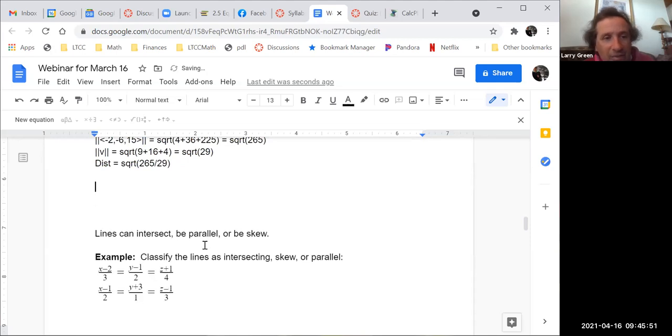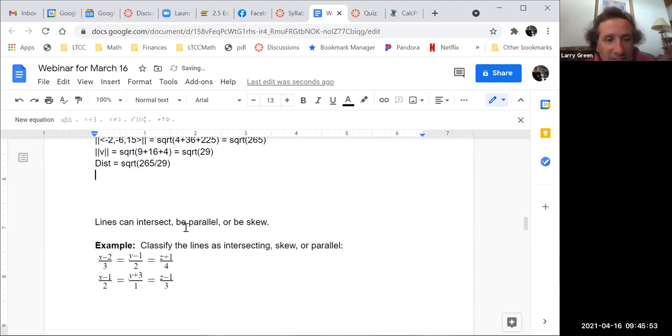So we can actually have 3 different types. Lines can intersect, they can be parallel, or if they're neither, we call them skew. That would be like my 2 fingers. My fingers are not connecting. They don't intersect. They're not parallel to each other, but they're what's called skew. Any questions about skew lines? Okay, and they could be any of the above.